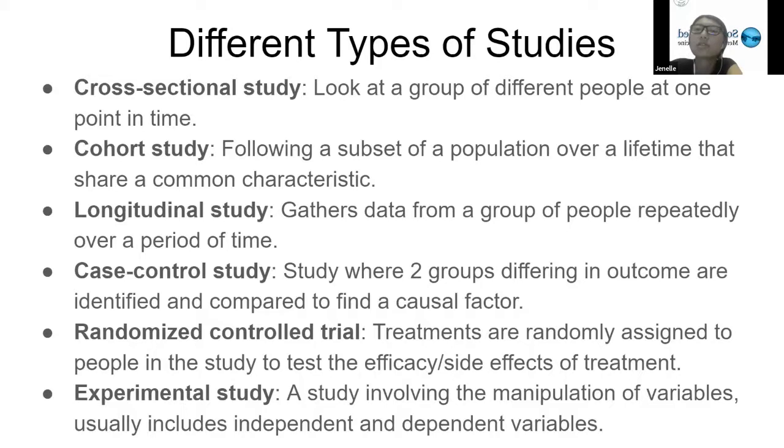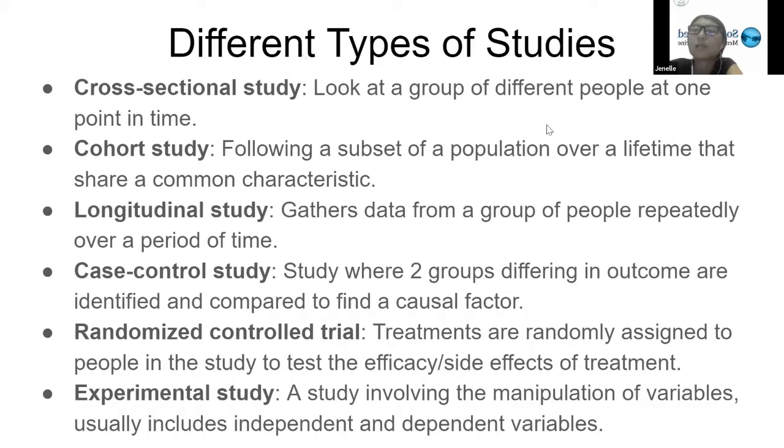For these randomized controlled trials, they can either be blinded or unblinded. If it's blinded, then no one knows what the patients are getting. If it's unblinded, then the patients have an idea of which one they're getting, or also the research team would know what type of study drug they're getting. And then an experimental study is a study involving the manipulation of variables, which usually includes independent and dependent variables.